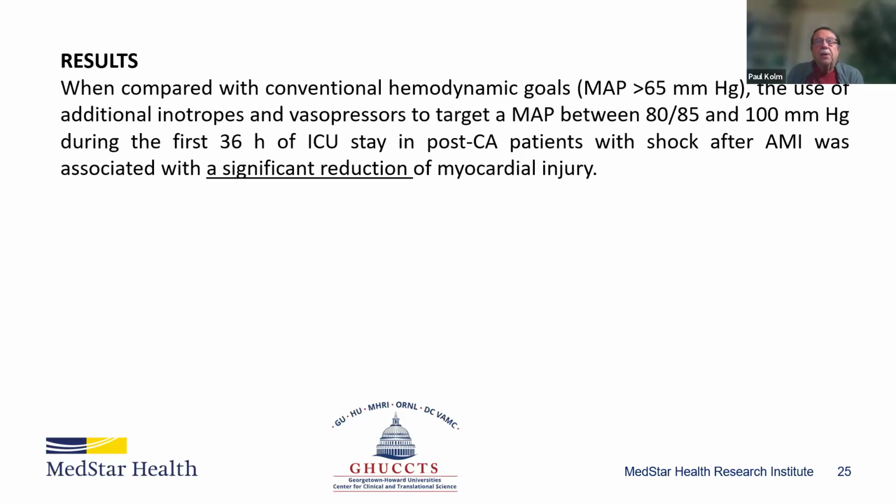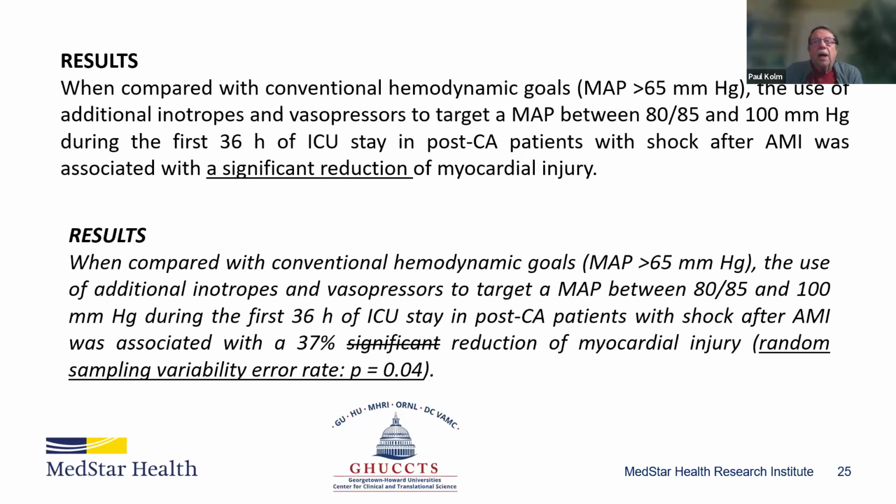But a better way to do that is, when you present the results, to just say, well, this is the difference. So we could say that after AMI, it was associated with a 37% reduction of myocardial injury. And then in parentheses, you would put P equal to 0.04. I've just put in the random sampling variability error to make sure we know what we're talking about. But rather than use the term significant, just put in what the actual finding was.